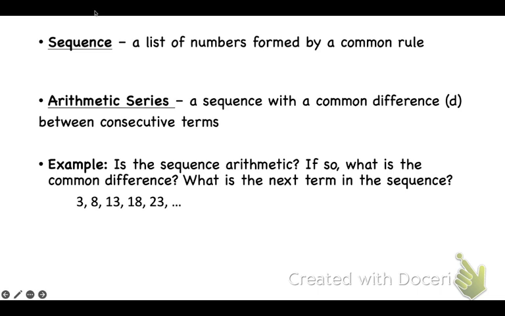Arithmetic series. Okay, so there's two things there. There's an arithmetic and there's a series. So you have to know what both those are. A sequence with a common difference, and the variable we will be using for that is D, between two consecutive terms. So a sequence is a list of numbers, a series is a list of numbers, but what happened between them?